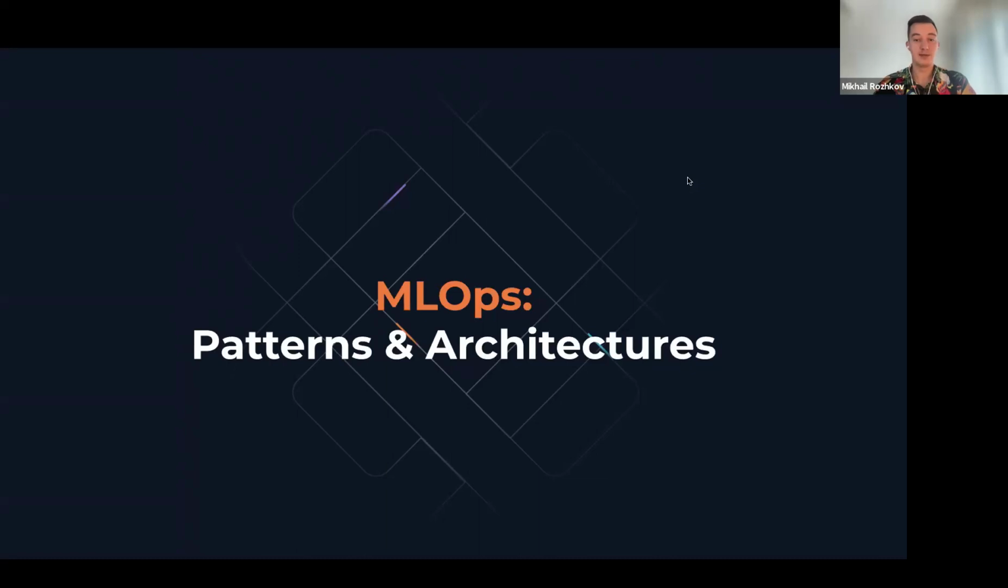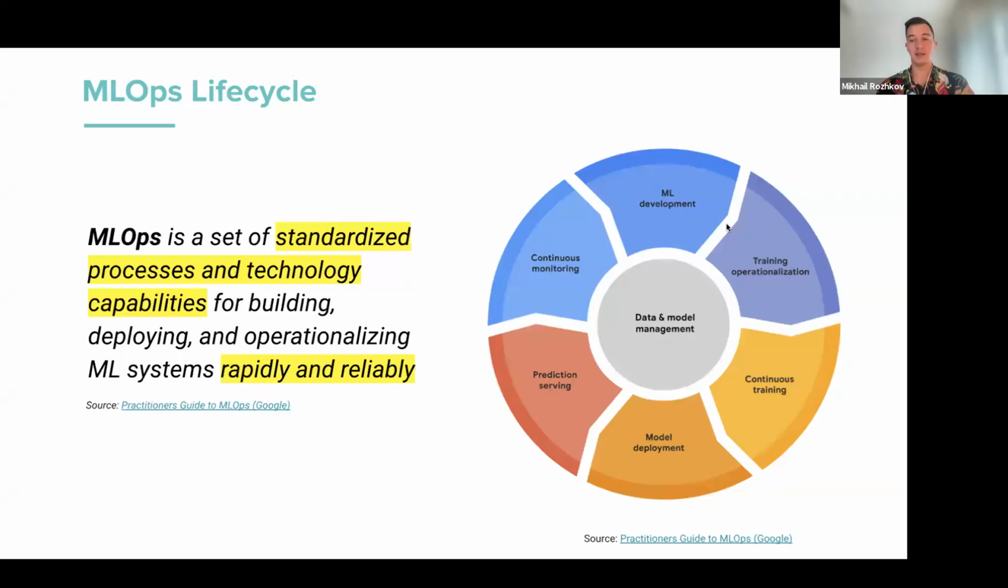Okay, let's start with MLOps patterns and architectures, and what MLOps is. No big concepts. We'll follow this definition: it is a set of standardized processes and technologies that help us build and operationalize machine learning systems rapidly and reliably. There is no magic, just good engineering practices and good collaboration practices around developing machine learning models and applying them in products and processes. That's it.